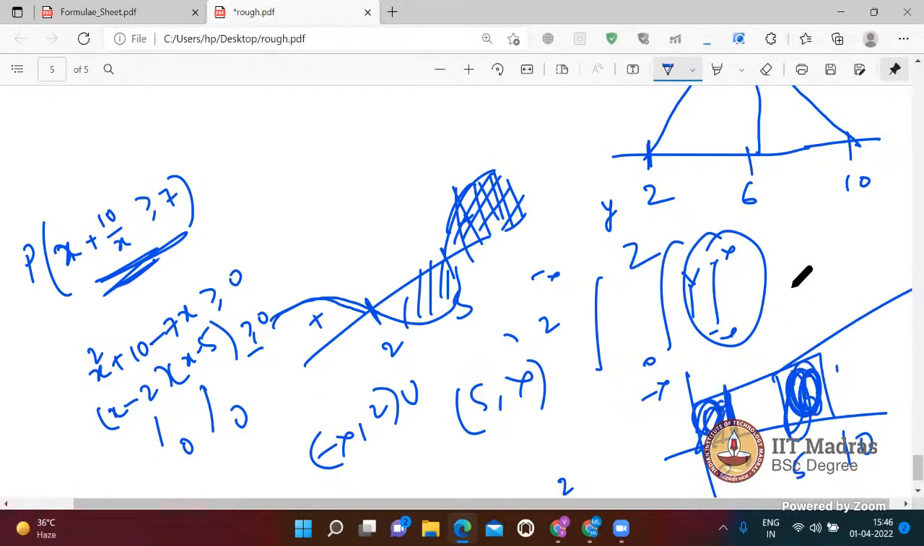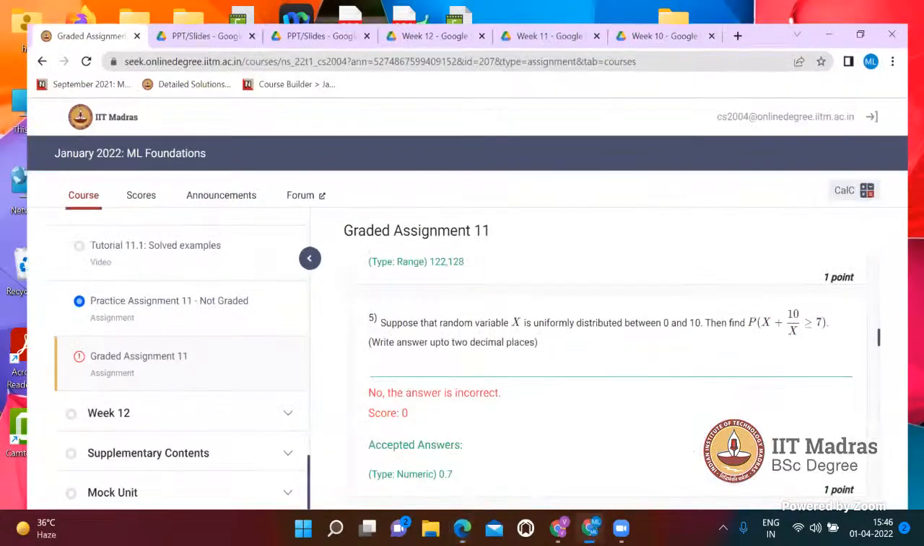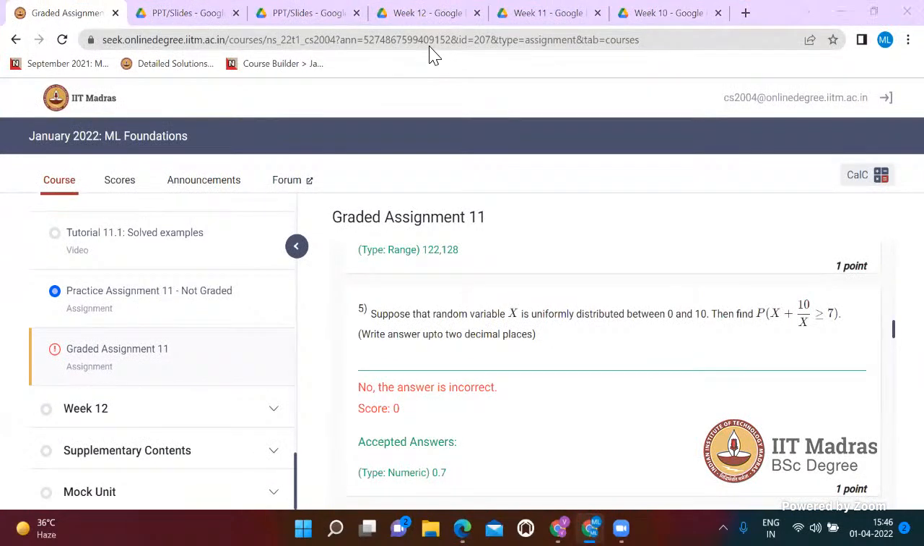So from 0 to 2, the probability is 0.2, because the density is 1 upon 10. And from 5 to 10 it is 0.5. So 0.2 plus 0.5 is 0.7. Yeah, correct. Yes, sir. Thank you so much, sir. I was not able to solve this question.